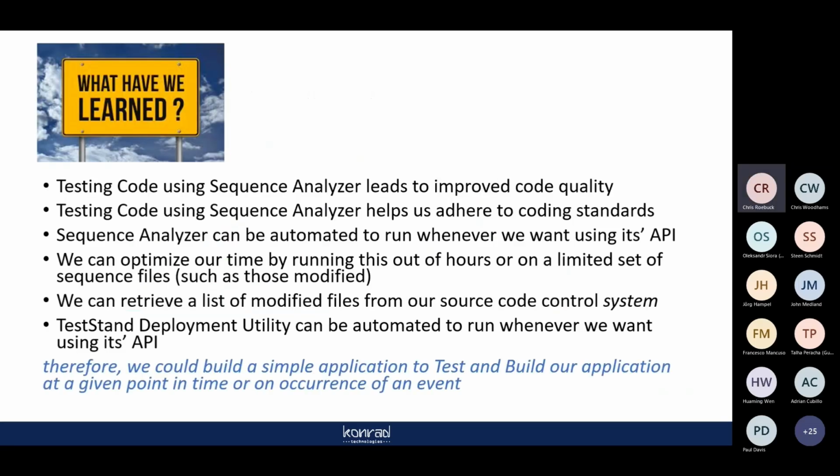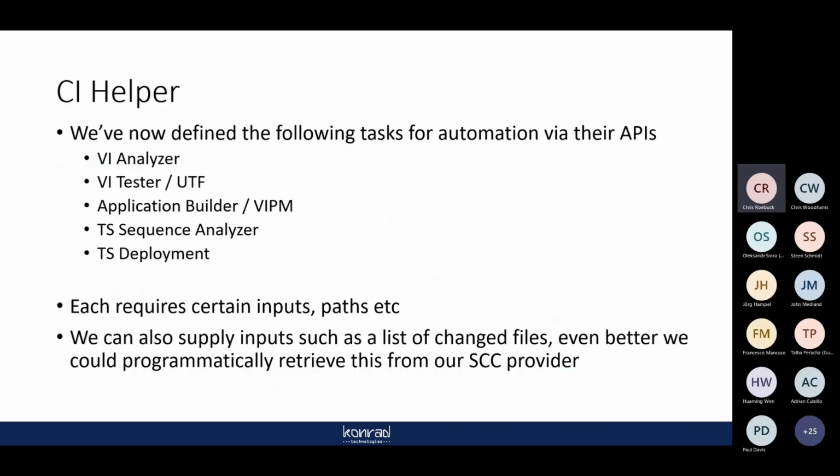So what have we learned? We've learned that testing code using Sequence Analyzer leads to improved quality. Testing code using Sequence Analyzer helps us adhere to coding standards. It can be automated to run whenever we want. We can optimize our time by running it out of hours or on a limited set of sequence files, such as those that have been modified. And we know how to retrieve a list of modified files from our source code control. We could build a simple application to test and build our application at a given point in time or occurrence of an event.